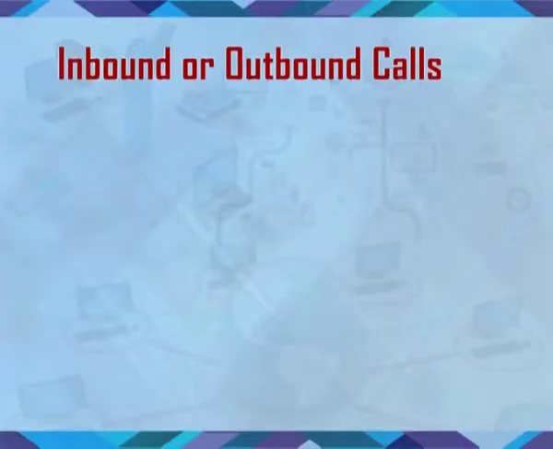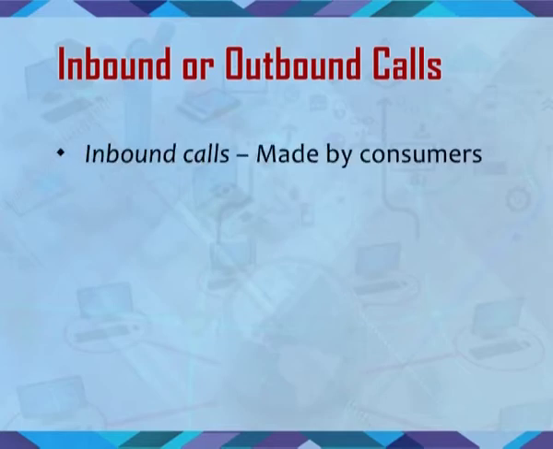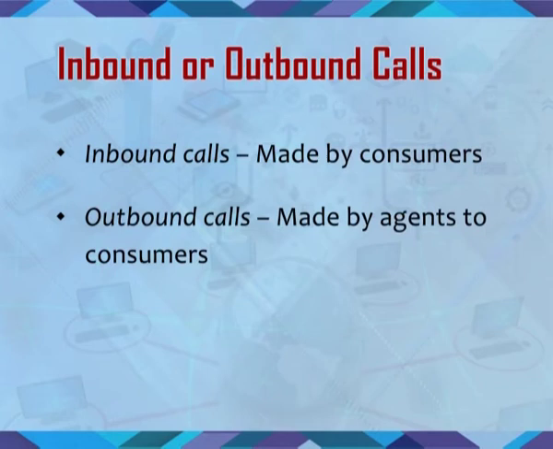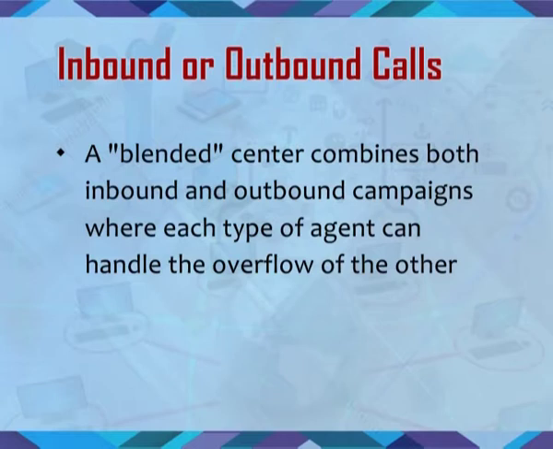A telephone answering service is a more personalized version of the call center, where agents get to know more about their customers and their callers and therefore look after calls just as if based in their customer's office. Calls may be inbound or outbound. Inbound calls are made by consumers, for example, to obtain information, report a malfunction or ask for help. In contrast, outbound calls are made by agents to consumers, usually for sales purposes, telemarketing. A blended center combines both inbound and outbound campaigns, where each type of agent, inbound or outbound, can handle the overflow of the other.